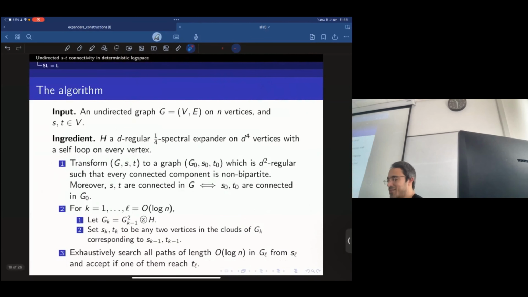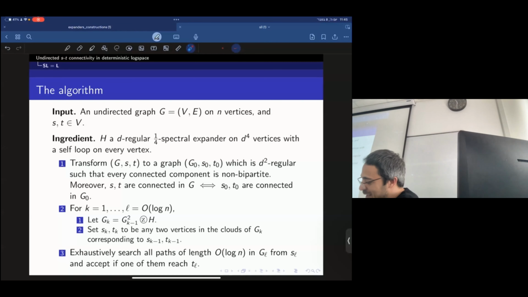Okay, so let's see the algorithm. Every step is by a constant, right? So it's a polynomial factor, yes, but that's fine because the log of poly n is a log n. But yeah, we'll see. Okay.